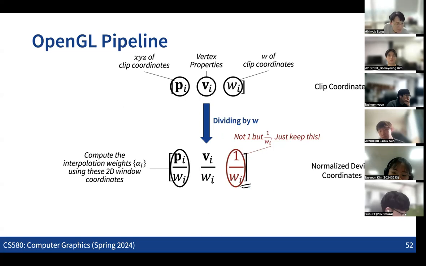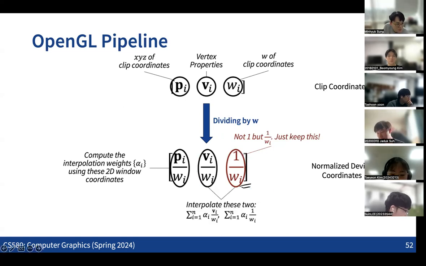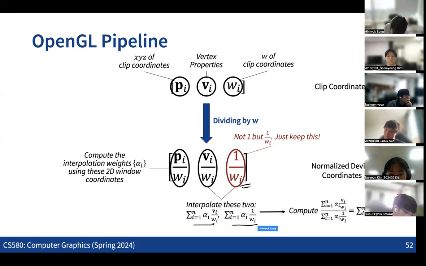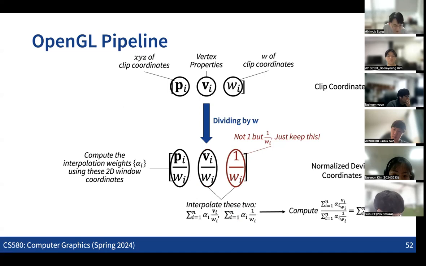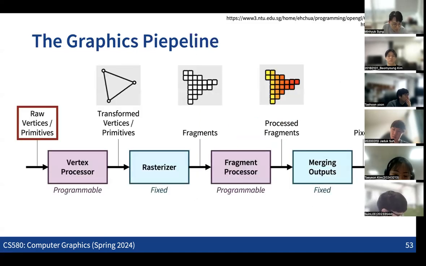Then what we do is interpolate these two quantities using the rasterization pipeline, and then we compute this over this in a way that we can calculate the interpolation of the vertex properties properly. So these are some details that are happening in the rasterization. This concludes the part on rasterization. So we have the vertex processor and the rasterizer.